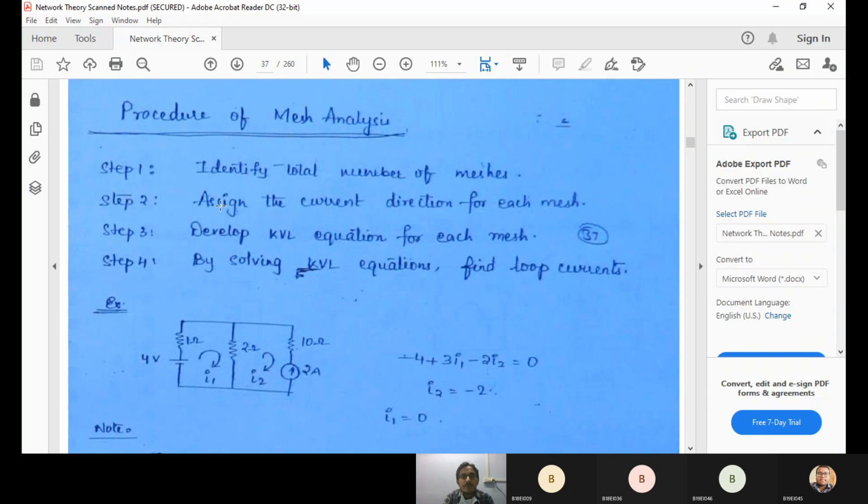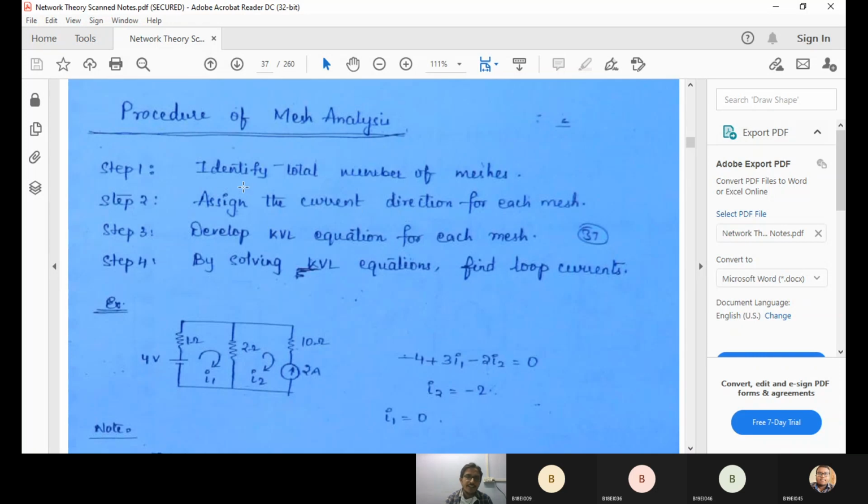What is step one? Identify the total number of meshes. Number two, assign the current direction for each mesh. Number three, develop the KVL equation for each mesh. Number four, by solving the KVL equations, find out the loop currents. Our ultimate motto is to find out the loop currents. So for that, these are the sequence of steps that we need to follow.